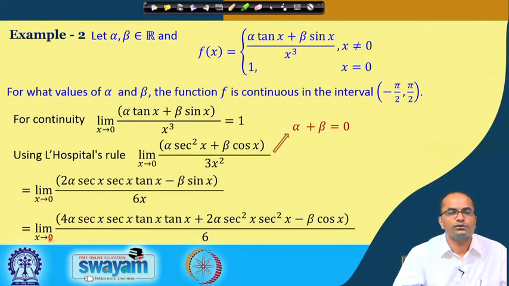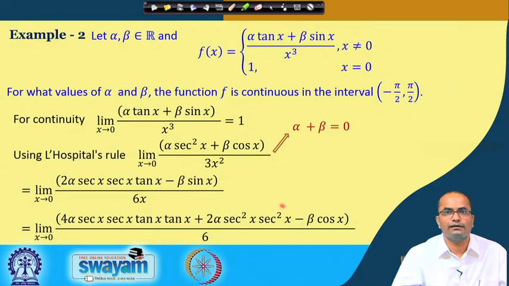So, here limit x goes to 0. Here we have this sec squared x and tan x. So, this sec squared x will give 2 times sec x tan x. So, then it becomes 4 alpha sec x tan x, and the tan x remains as it is, plus this 2 alpha sec squared x, and then tan x will become again the derivative sec squared x, minus beta sin x will become cos x, and divided by the 6 here, because this was 6x and the derivative is 6.